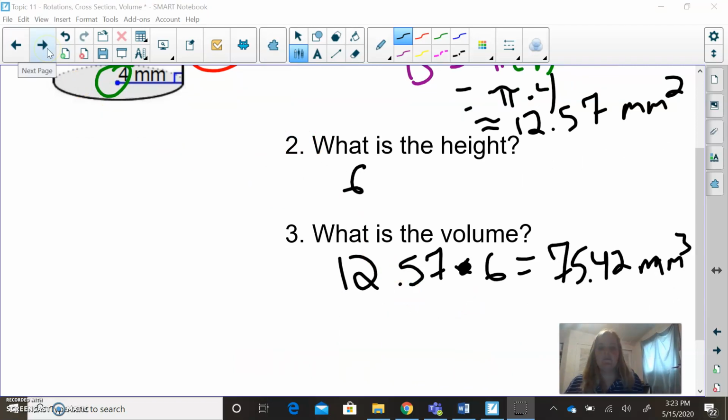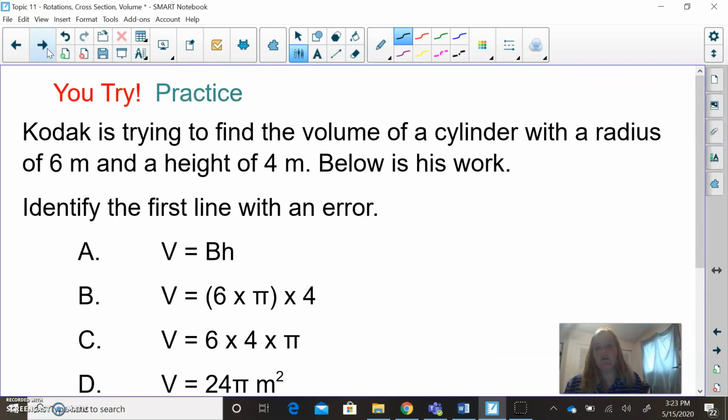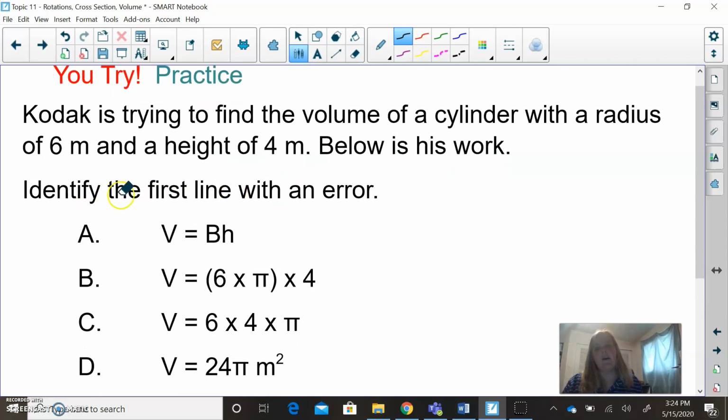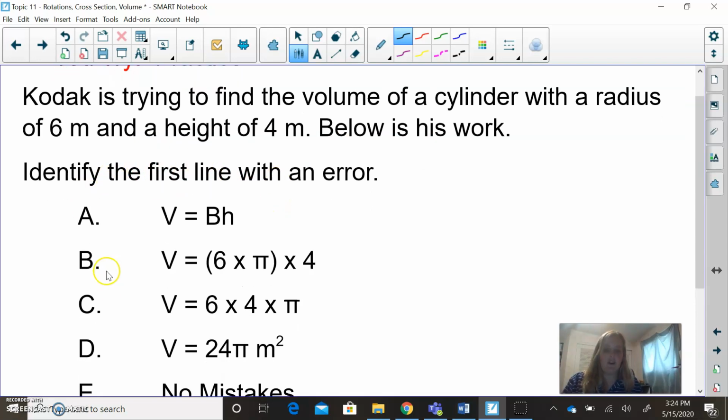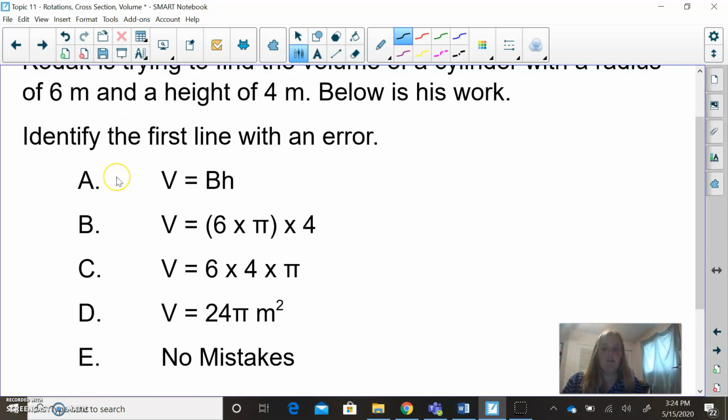Alright. Let's keep going. You try, okay? So, practice. Kodak is trying to find the volume of a cylinder with a radius of 6 meters and a height of 4 meters. Below is his work. Identify the first line with the error. So, decide which one he makes an error at. So, okay? Might have to pause the video. You can look at the blank printable notes, okay? Either way.